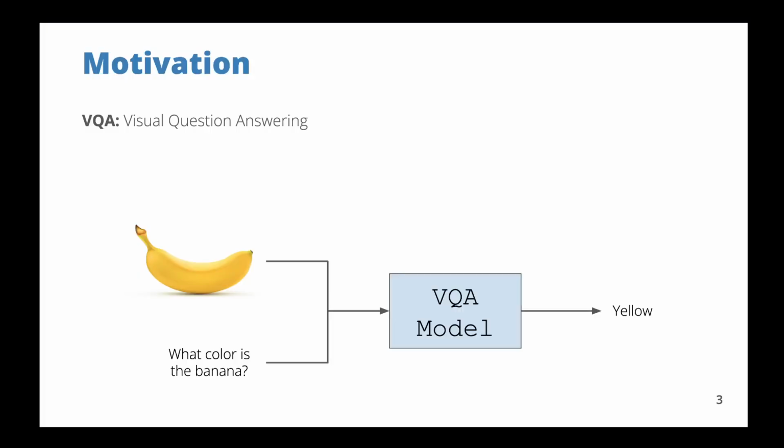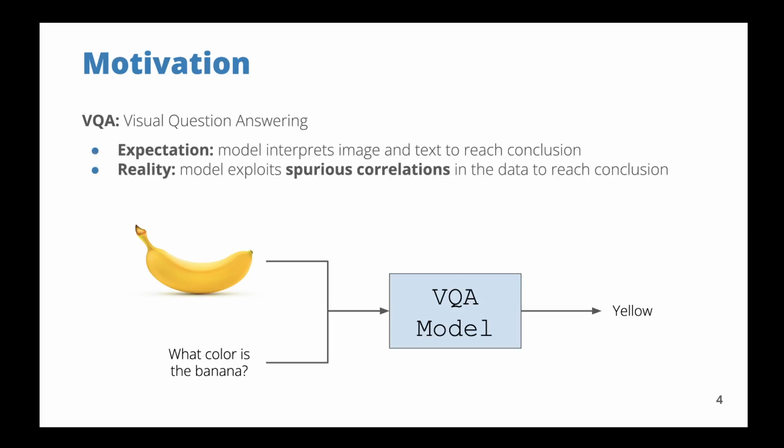VQA is a computer vision task in which the model receives as input an image and a question regarding this image, and the goal of the model is to correctly answer the question using the visual information. We expect a model to answer truthfully based on the visual evidence contained in the image and the correct intention of the question, but this is not always the case.